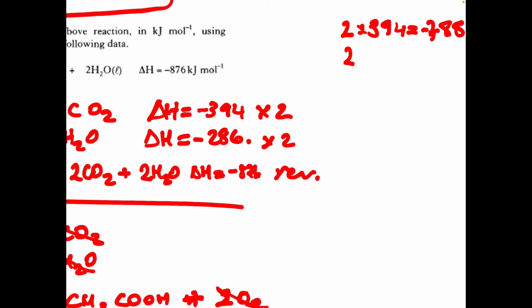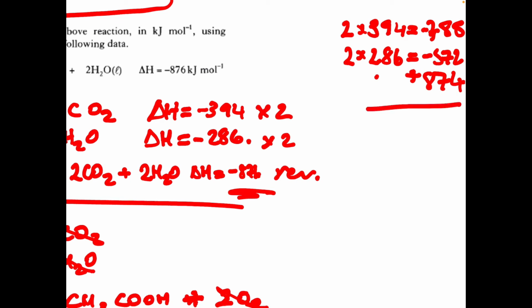Then we've got 2 times minus 286, so it's going to be minus 572, and then we've got the reverse of this equation down here, which is going to be plus 874. So you put all of them together in your calculator, and you have got minus 486 kilojoules per mole.